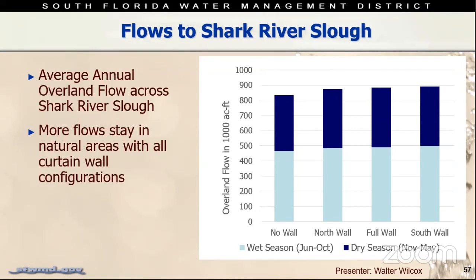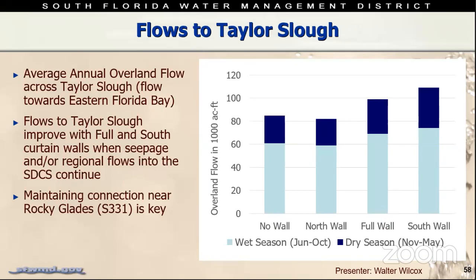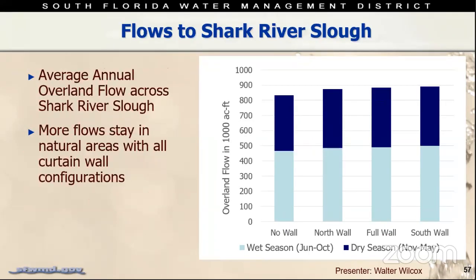In this particular graphic, the no wall scenario is on the left, and we move from the north wall to the full wall to the south wall scenario as we move across the different conceptual plans. If you stay on Shark River Slough, thanks. What this graph is showing is that in all cases where a wall is assumed to be in place, in addition to all of the other things that are happening, restoration flows and the infrastructure that's already built, it appears like the wall is promoting more flow through Shark River Slough in Everglades National Park, and that's definitely a beneficial trend. If you move to the next slide.